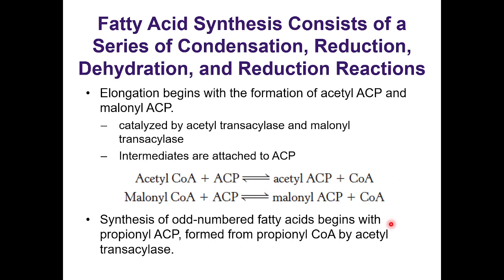The synthesis of the odd number fatty acids is actually going to begin with the propionyl ACP. This is going to be formed from the propionyl-CoA by the acetyl transacylase. And again, if you want to make an odd one, you have to start off odd, right? Because you're going to be basically adding like the beta oxidations in reverse. Okay, so 2, 2, 2, 2.